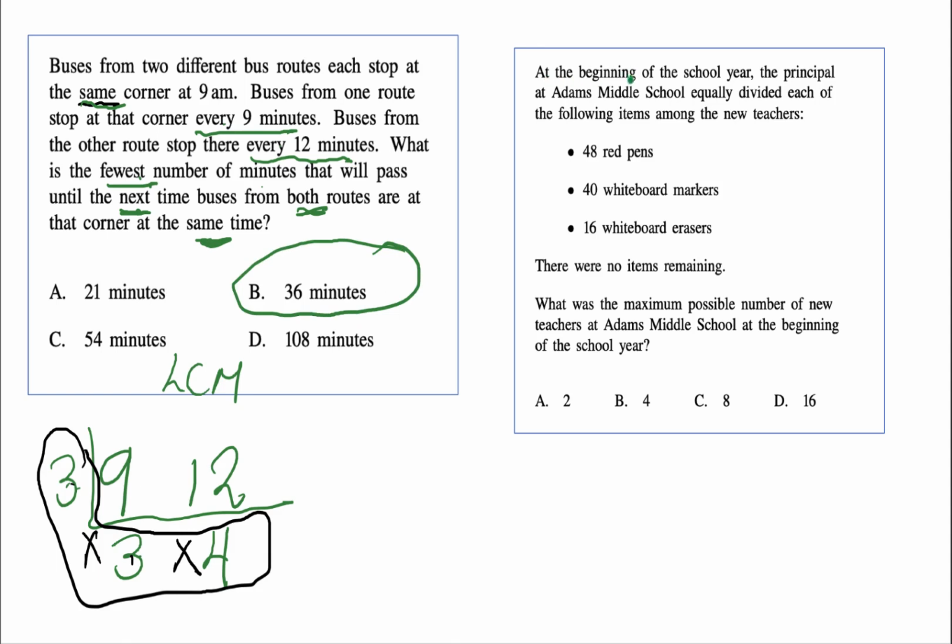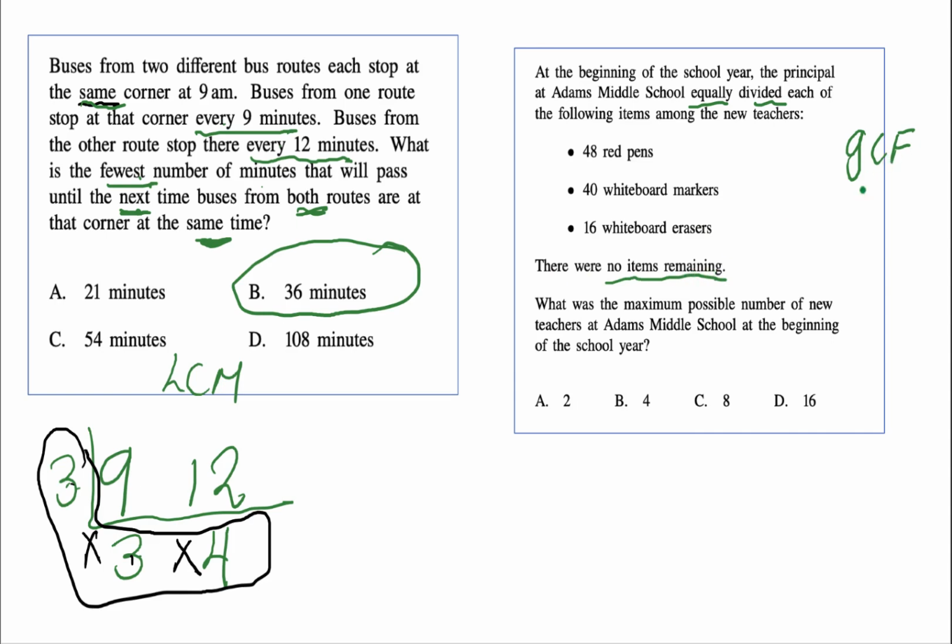At the beginning of the school year, the principal at Adams Middle School equally divided each of the following items among the new teachers. Now, once I see the words equally divided, I'm like, this has to be GCF, but I'm going to keep reading. 48 red pens, 40 whiteboard markers, 16 whiteboard erasers. There were no items remaining. Another keyword, no items remaining.